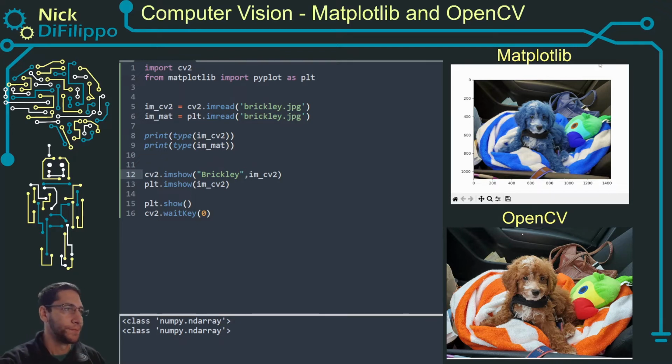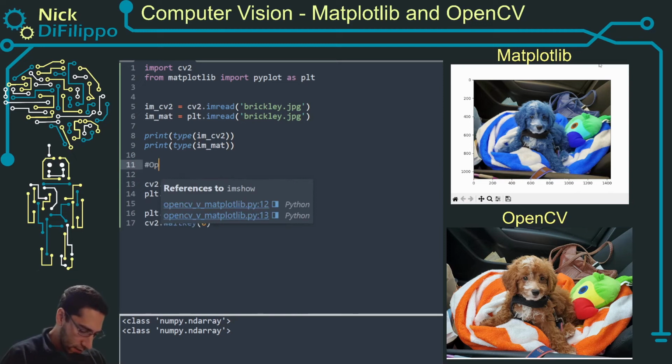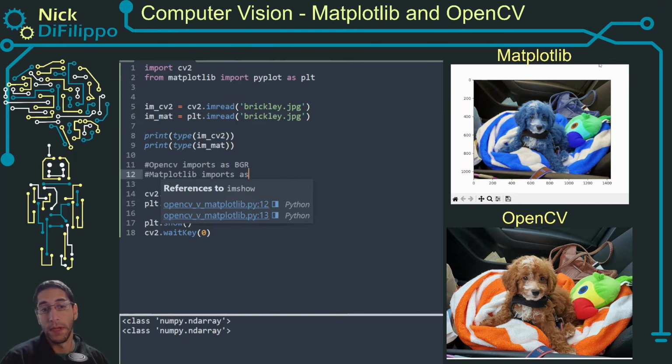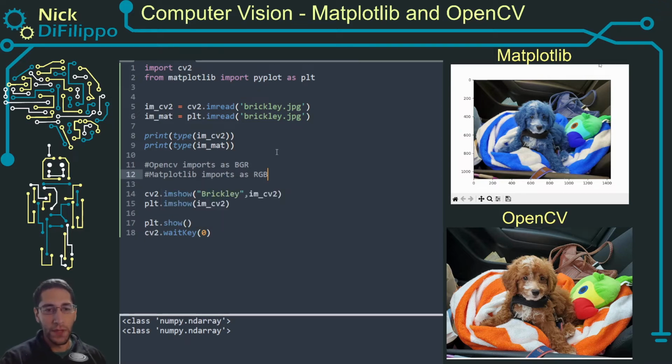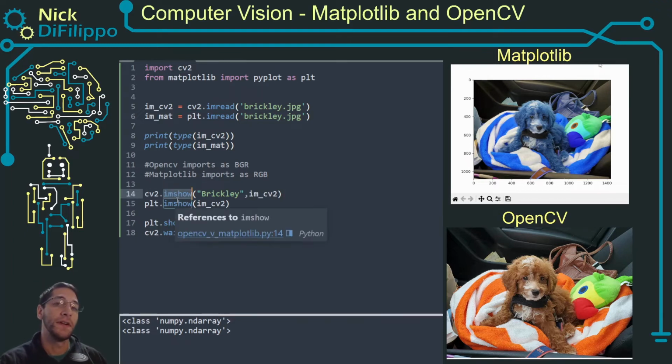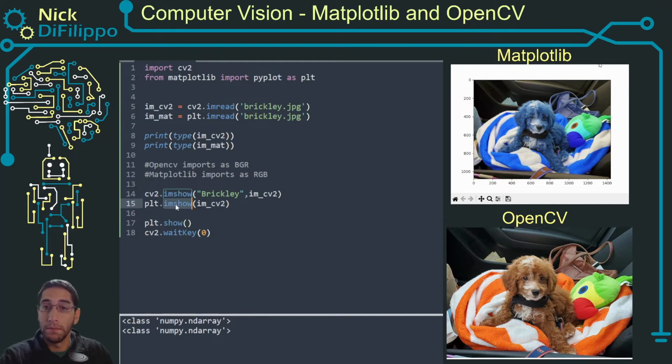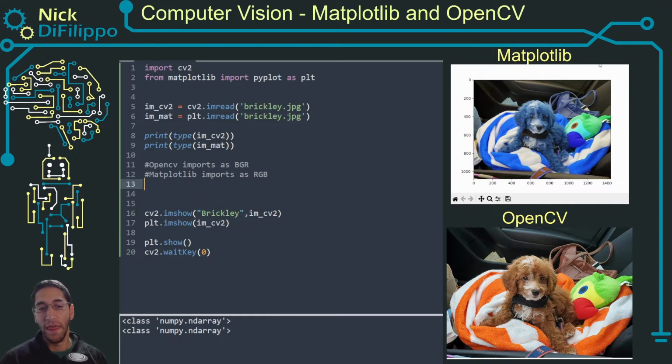So what's actually happening? Well, what's happening is OpenCV imports as BGR. Matplotlib imports as RGB. What that means is in OpenCV, the order of the color channel is blue, green, red. The order of the color channel in Matplotlib is red, green, blue. That's why these two colors get switched. OpenCV's imshow function is expecting the colors to be BGR, while Matplotlib is expecting them to be RGB.